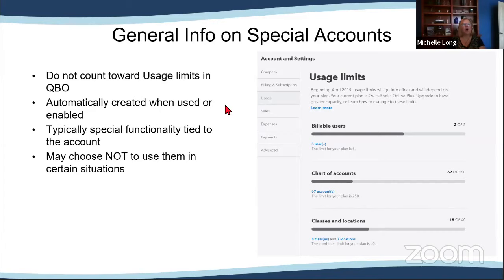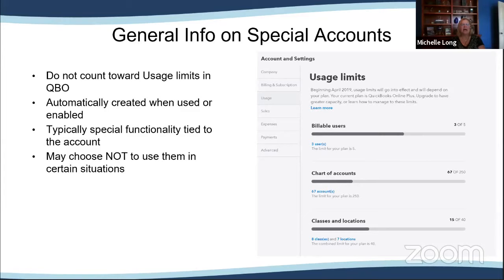These are accounts that are automatically created in QuickBooks for you. We don't set them up and create them. Whenever you use something, like an invoice, accounts receivable would be triggered and created. If you enable inventory, then you'll have inventory accounts. You don't set them up yourself, and they usually have special functionality tied to that account. Dan will talk about that, especially when we talk about payroll taxes.